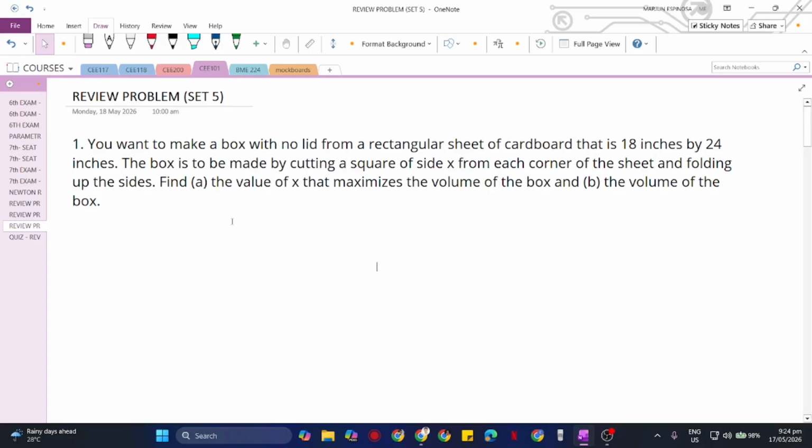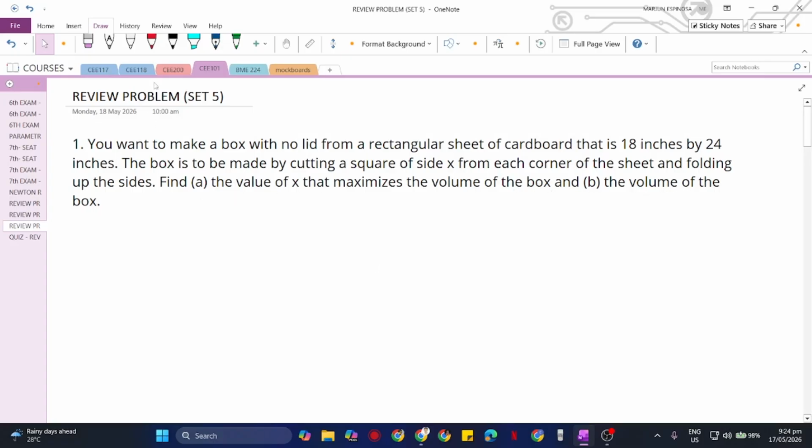You want to make a box with no lid from a rectangular sheet of cardboard that is 18 inches by 24 inches. The box is to be made by cutting a square of side X from each corner of the sheet and folding up the sides. We need to find first, A, the value of X that maximizes the volume of the box, and B, the volume of the box.